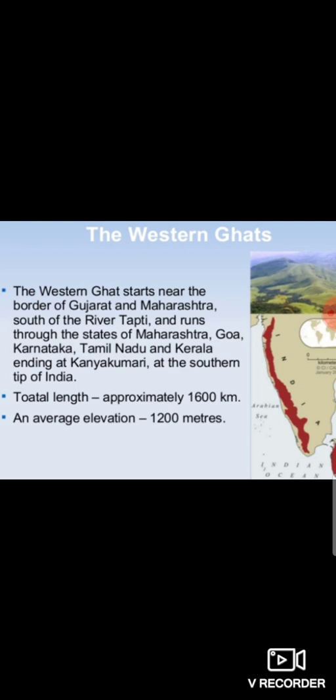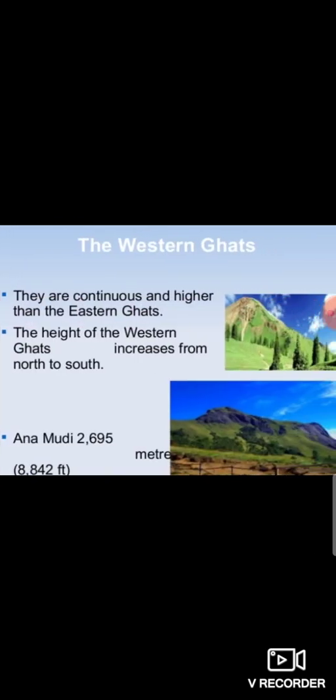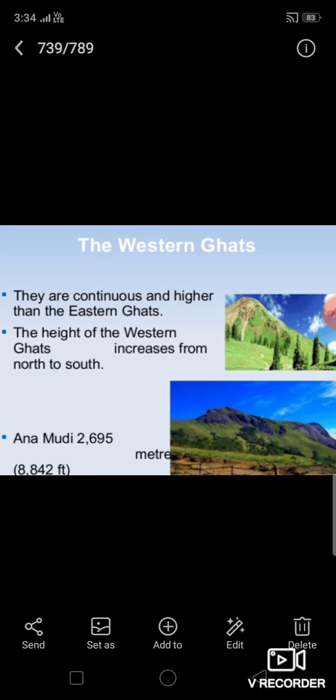Total length is approximately 1600 km, with an average elevation of 1200 meters. Now, they are continuous and higher than the Eastern Ghats. The height of the Western Ghats increases from north to south. The highest peaks include the Anaimudi and the Doda Betta in the Western Ghats.